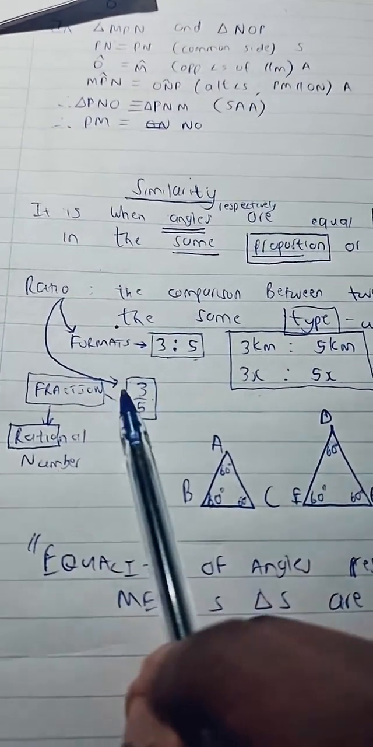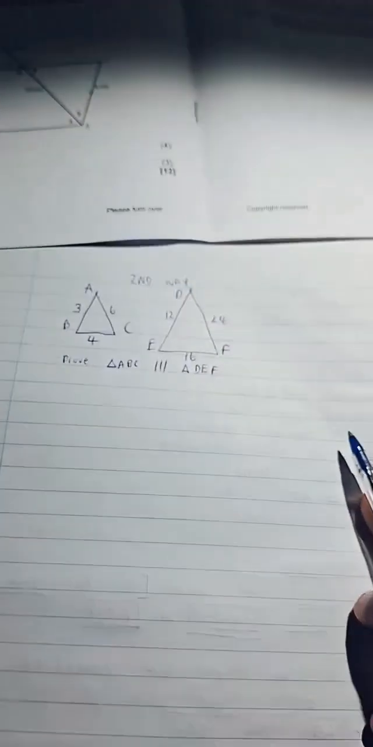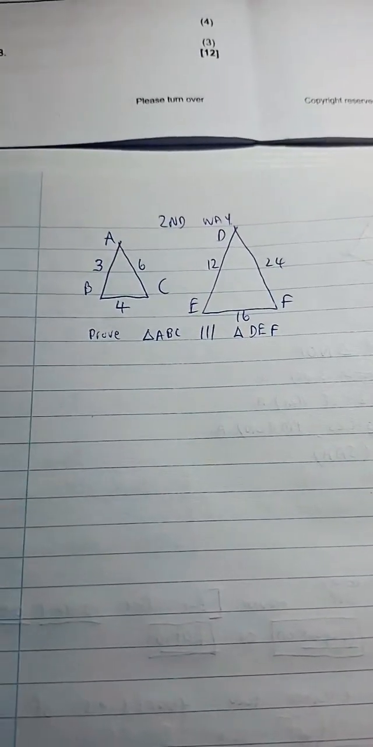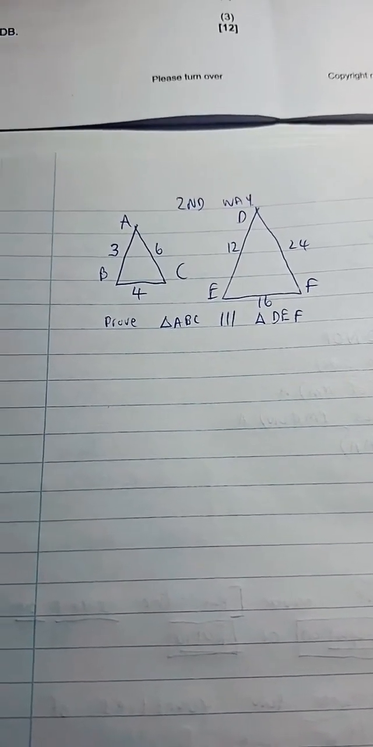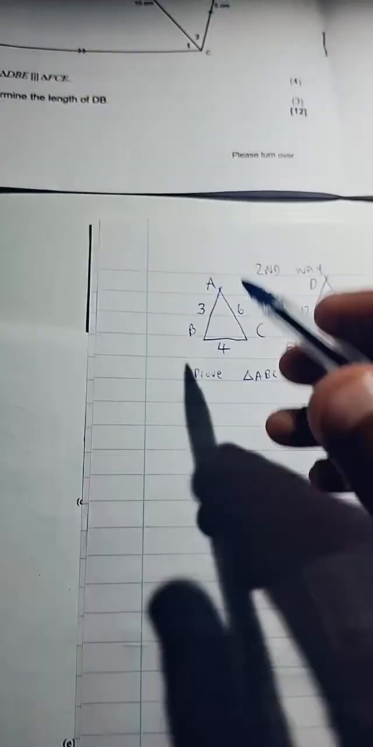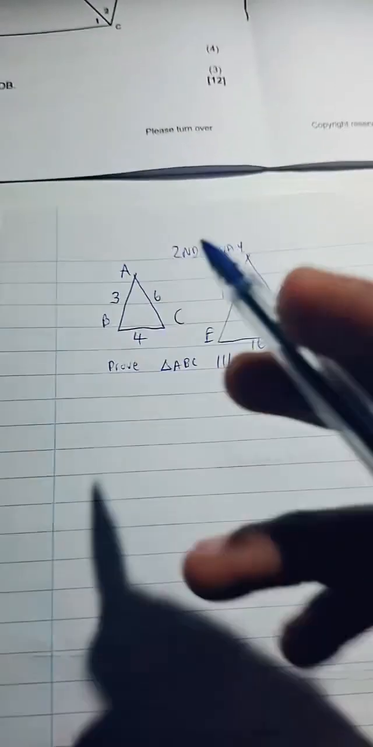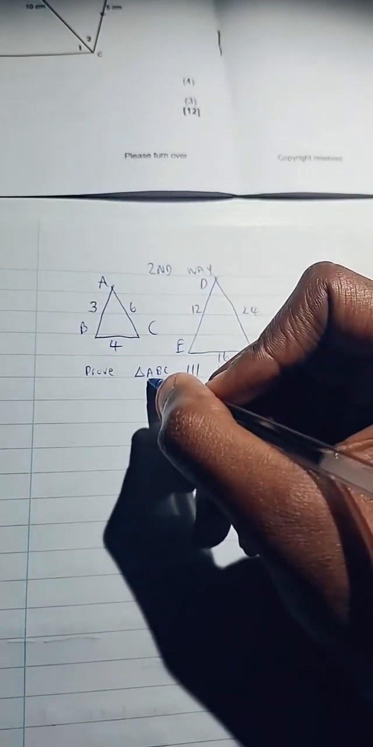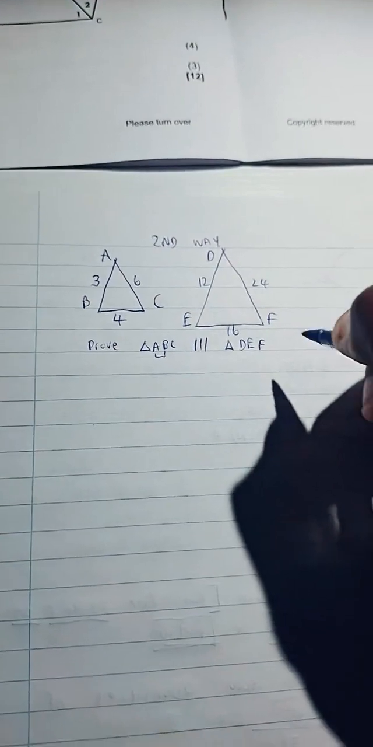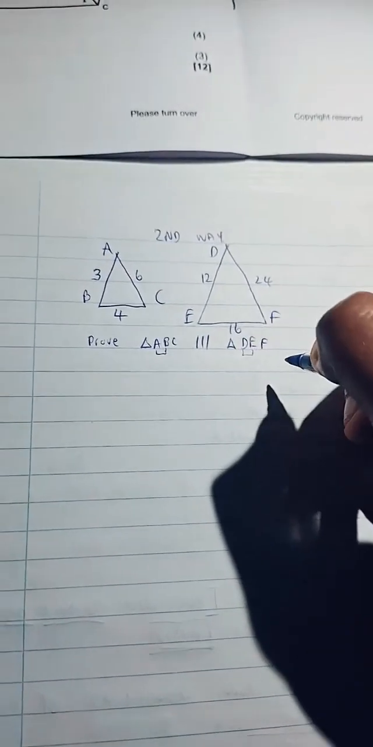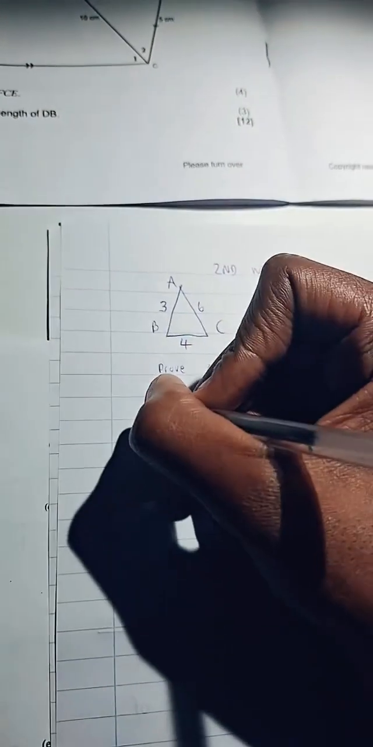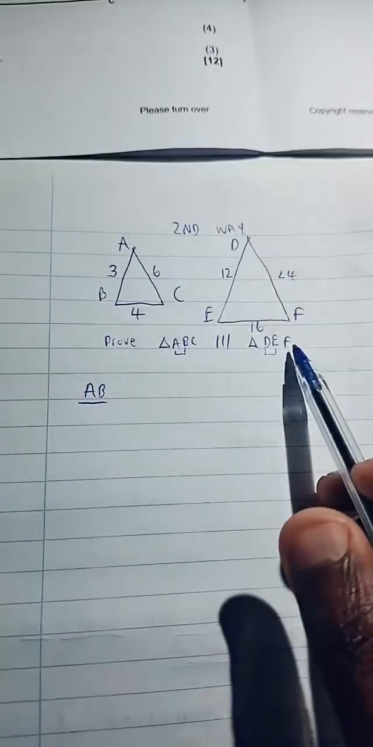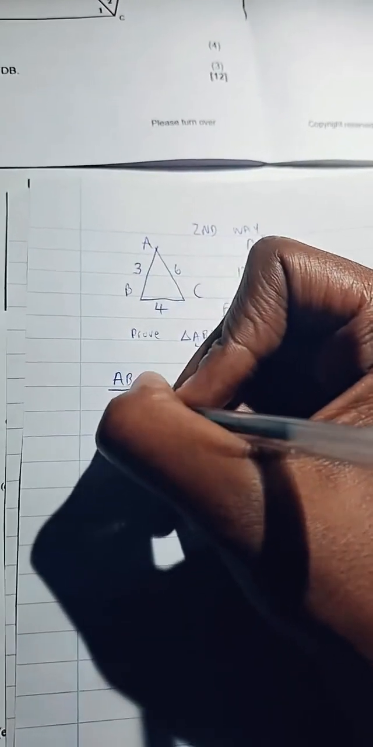The formats in which ratio can be written is this or that. Let us look at the ratio of the respective sides. So come here to me and let's look at what we have here. Do you guys see that this is AB and this is DE? So I'm going to say AB over DE.